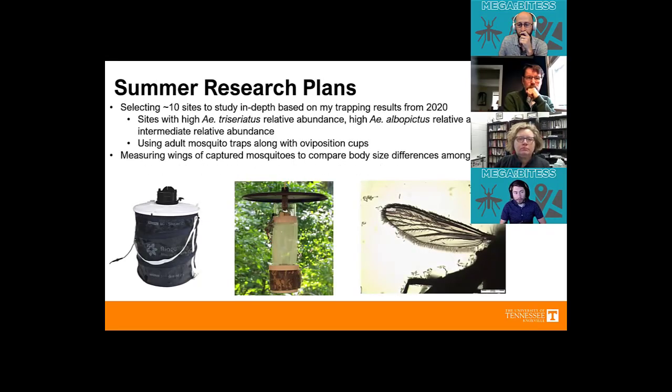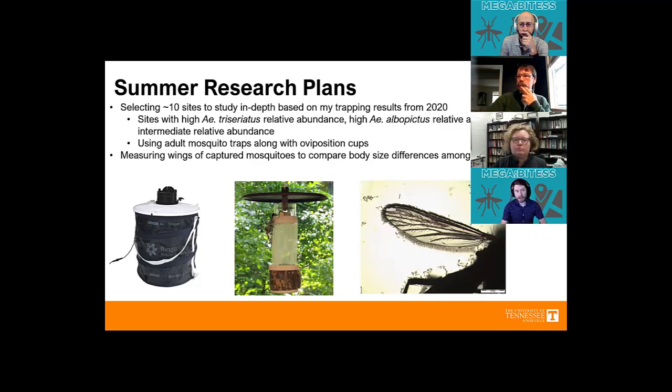So I'm getting ready to move forward as it's becoming warmer with my summer research plans. And what I'm doing this time, instead of taking 30-some sites to try to match what the MegaBytes participants were doing, which was a big goal we had for 2020, I'm selecting just a few of those sites, about 10 of them, based on the results that I had from last year. And I'm going to do more in-depth mosquito surveys at those fewer sites. Particularly, I'm choosing some sites that had a lot of Aedes triseriatus, the tree hole mosquito, some sites that had a lot of albopictus, the tiger mosquito, and then some sites that had an intermediate abundance of both of those, where there was a similar amount of both species.